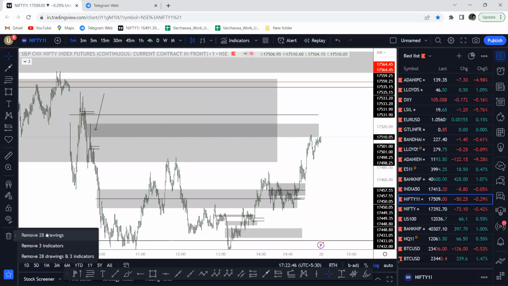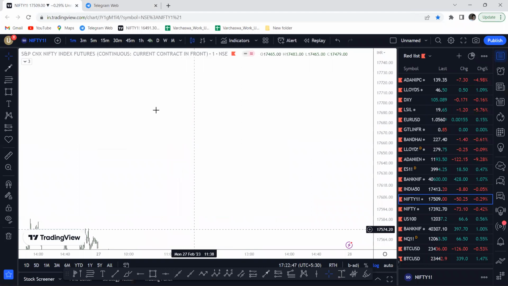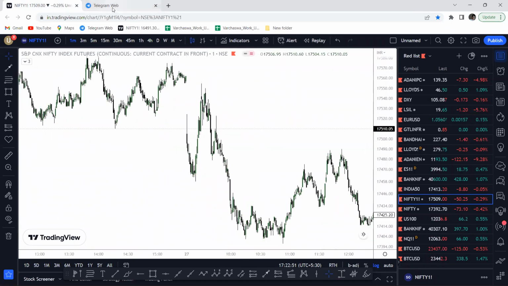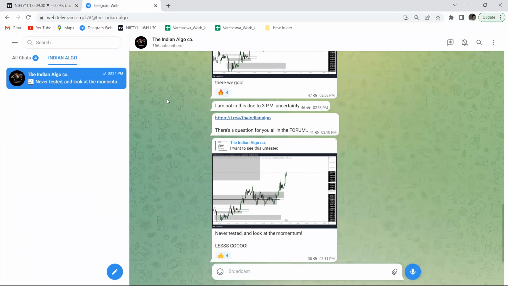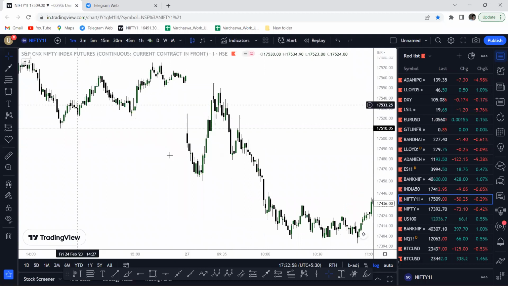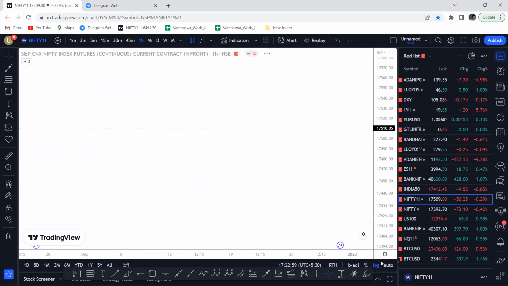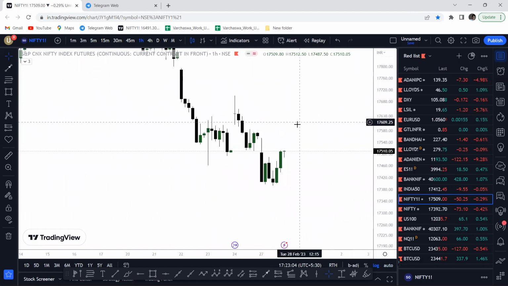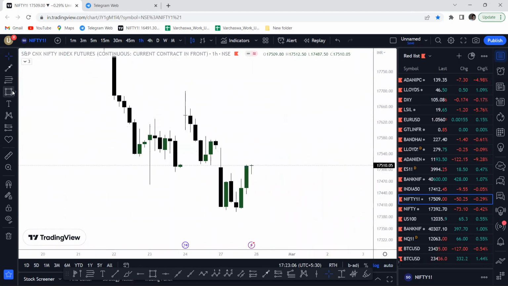This is where we are. I'll remove everything. First of all, as I promised to the Telegram people, I'll share the breakdown of the trade. As soon as the market opened, let's go to the 1 hour time frame. All right, this is where we are on the 1 hour time frame.